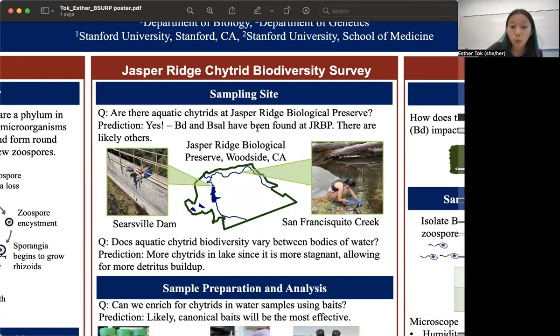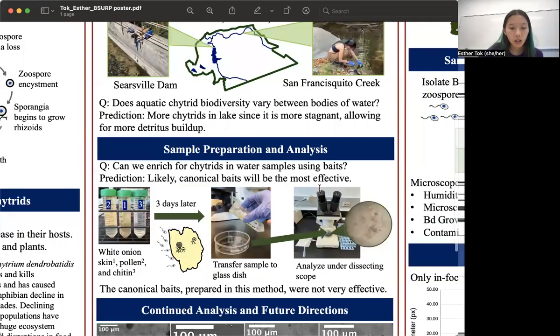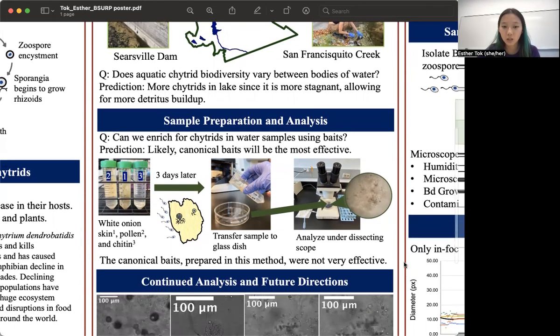I hypothesized that there were going to be chytrids there due to previous sampling efforts for just BD, and also I predicted that the biodiversity would vary between the different bodies of water we sampled at, since the lake is more stagnant than the creek. After we got these water samples, we brought them back to the lab and we added white onion skin, pollen, and chitin, which are three different baits that have traditionally been used by other chytrid scientists. We saw that the canonical baits prepared in this method were not very effective for baiting chytrids.